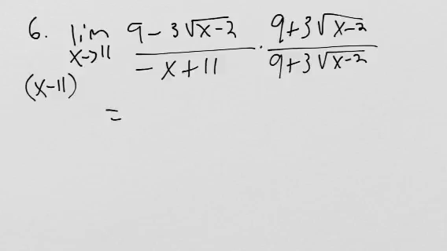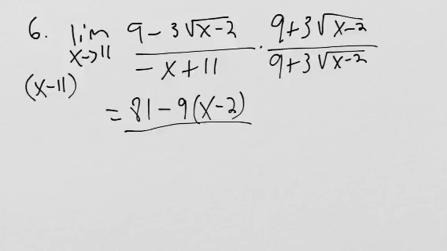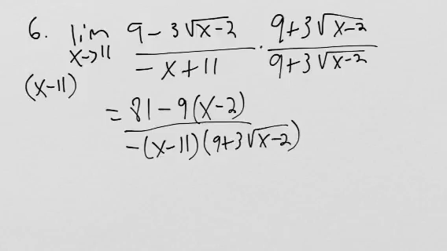So what this gives us is 9 squared, which is 81, minus 3 root x minus 2 squared, which is negative 9 times x minus 2. All we did is square the 3, and the square root sign canceled when we multiplied those out. And this is looking a lot better. On the bottom, we've taken off the negative, factored it out, and we still have 9 plus 3 root x minus 2 hanging out down there. So we're actually almost done.